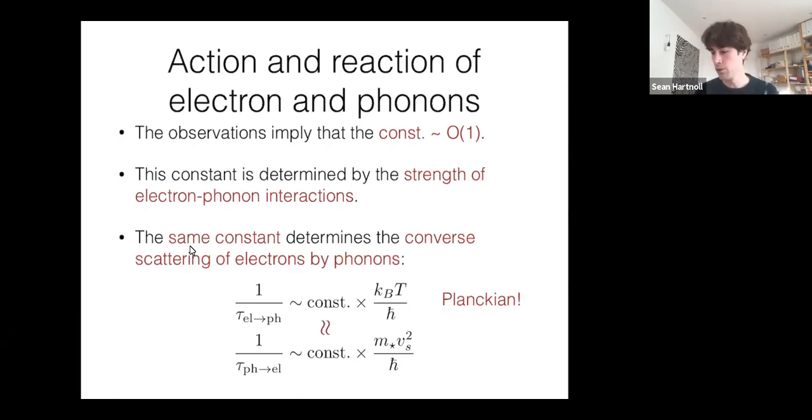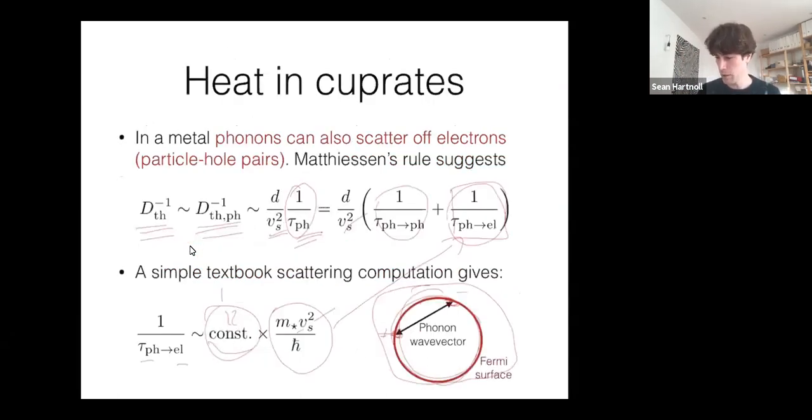So suppose you believe this calculation, and by the way, this is from like the 50s. This result has been known for a long, long time. Then the experiment says that this constant is order 1. That's the experimental result. Now let's take that and see what it implies for the opposite process, for electrons being scattered by phonons.